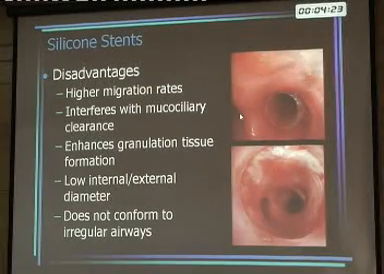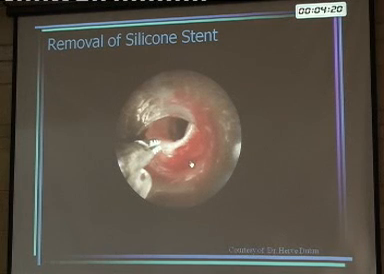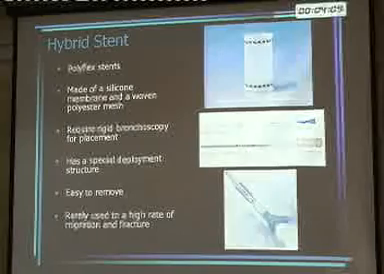And this movie is not working. Let me see. At the end of the talk, I'm not going to interrupt it. I'll show you that movie, how we can remove the silicone stent very easily.